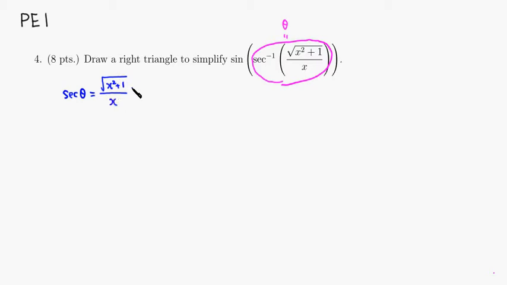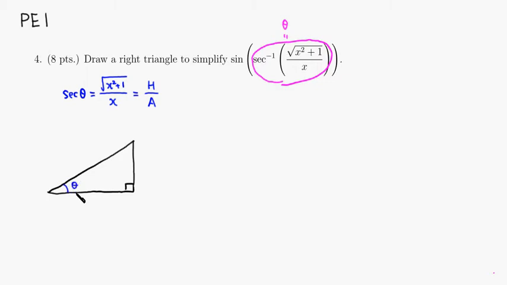Then, since the definition of secant is the reciprocal of cosine, it's going to be hypotenuse over adjacent. So we can draw a right triangle. Just any random right triangle will be fine. This is the right angle. Let's say this angle is theta.